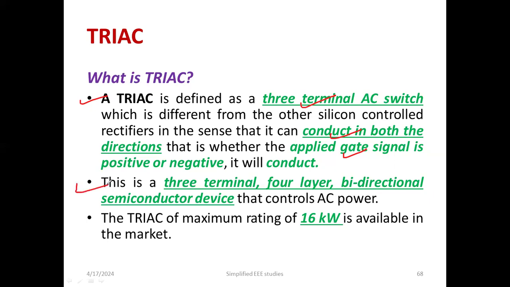It's a controlled device. So how many layers are there? There are 4 layers. It performs bidirectional conduction. The maximum rating, up to 16 kilowatts, is available in the market.